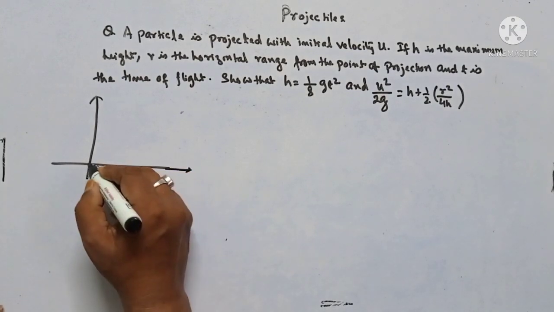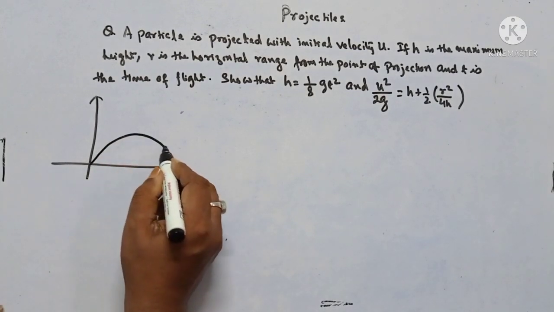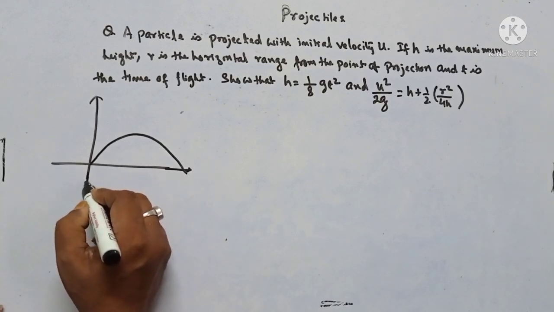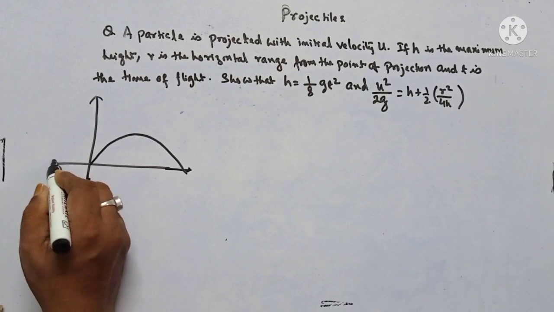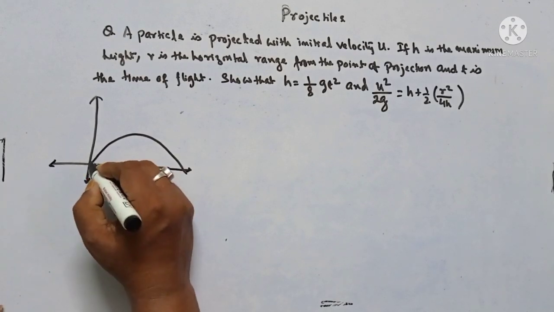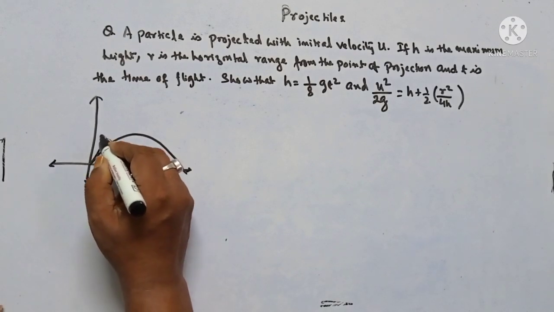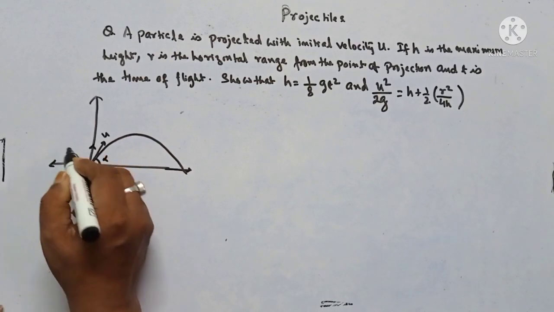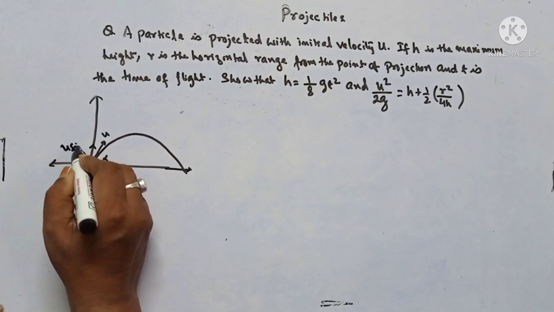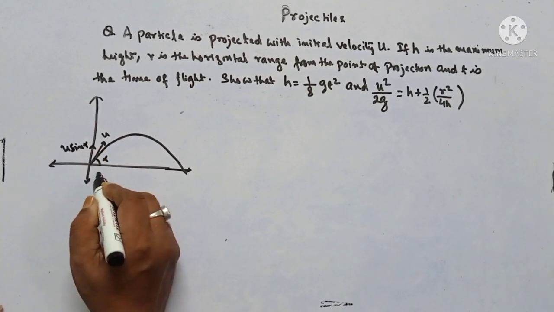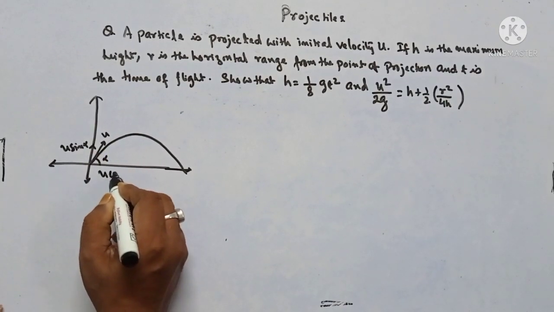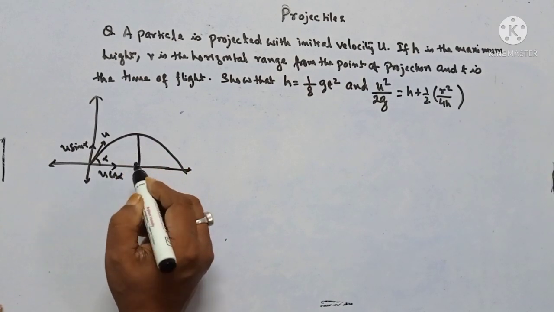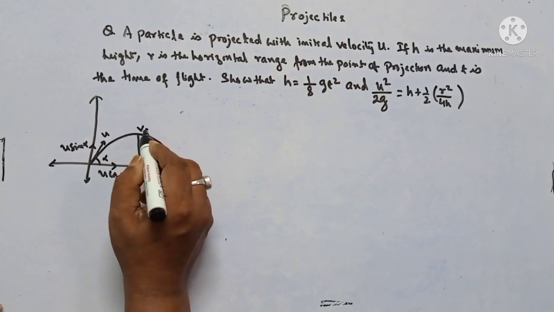A parabola, the shape of the projectile, and this is your initial velocity making angle alpha. This will be u sine alpha and u cos alpha, and this is the maximum height where your final velocity is 0.